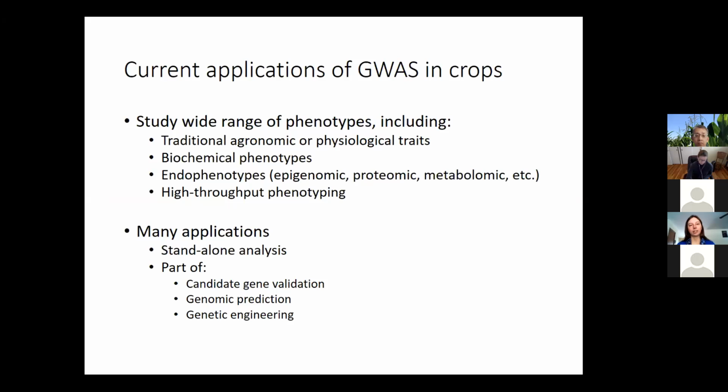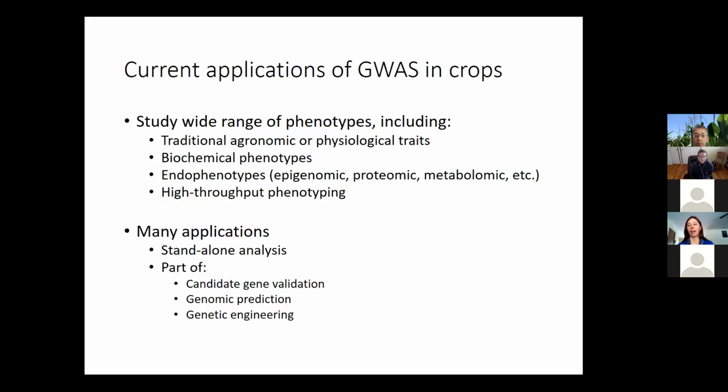There are so many applications of GWAS in crops today. For one thing, you can study a wide range of phenotypes. This includes things like your traditional agronomic or physiological traits, so your yield, your plant height, but also biochemical phenotypes. For example, Jamie mentioned that I work with vitamin B levels in maize grain, which I would call more of a biochemical phenotype that I study with GWAS.